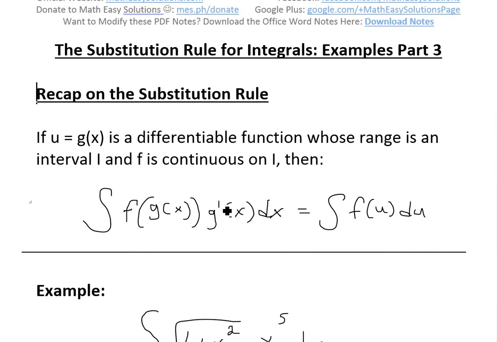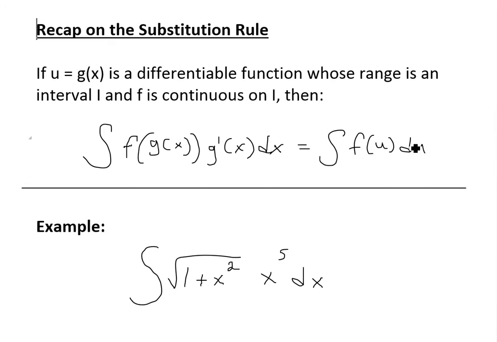So if you have an integral like f of g of x times g prime of x dx, you can substitute u equals g of x inside here. Then the differential du is going to be g prime of x times dx, and you replace that with du. Learn more about that and differentials in the video links below.